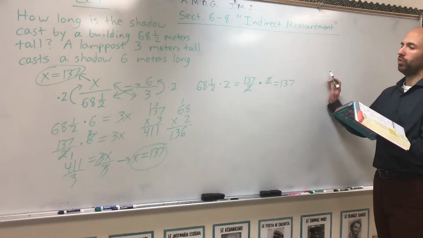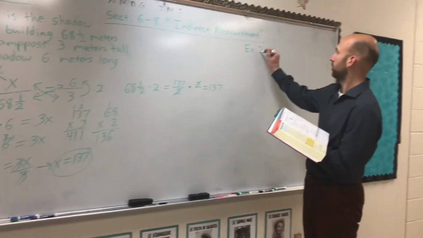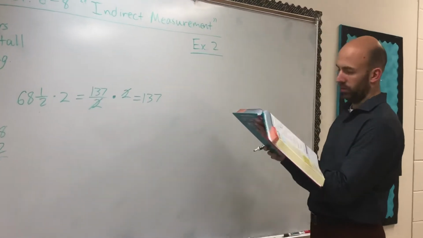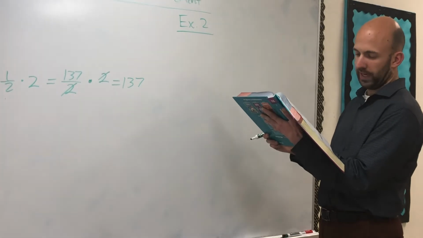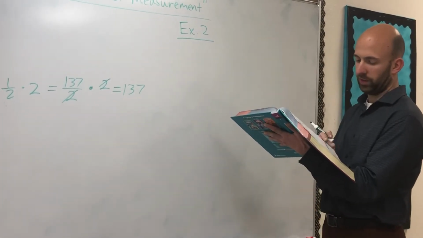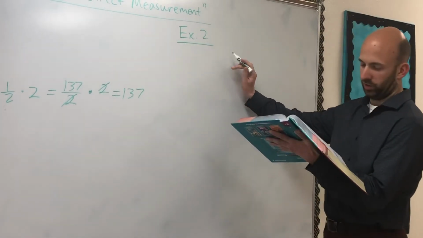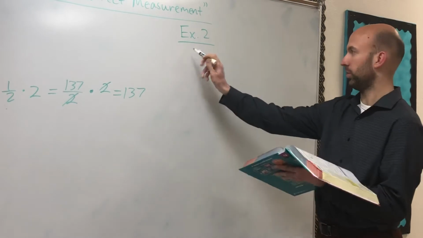Okay, example 2. So we have similar triangles. Let's set up a proportion to find the missing length. So here are the triangles.